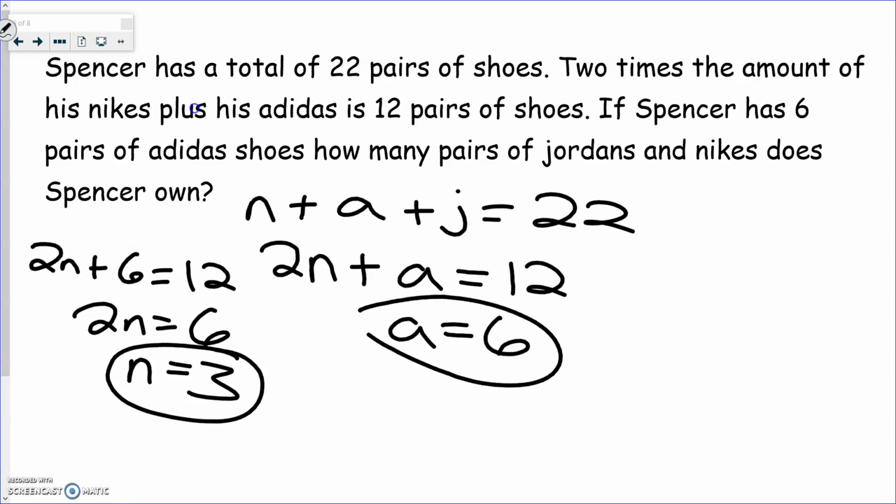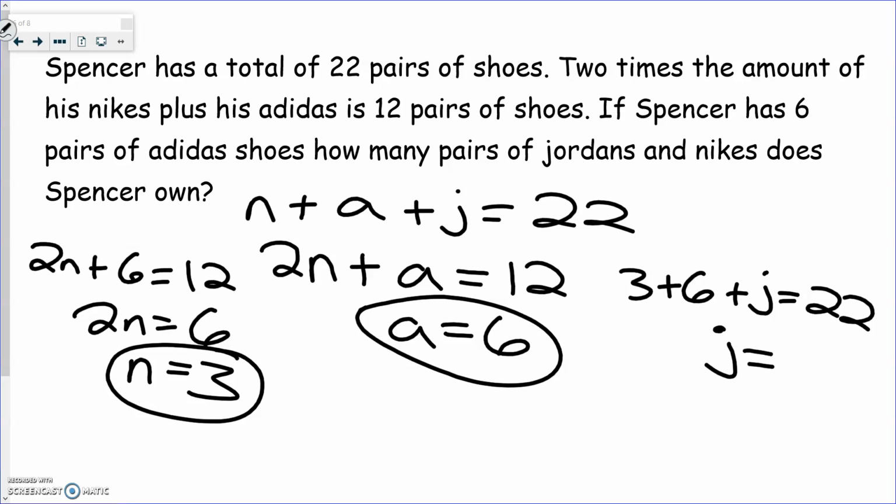Okay, cool. Last piece is I got to figure out his Jordans. That's fine. Just plug in all of the information you know. You know he has 3 Nikes. You know he has 6 Adidas. You don't know how many Jordans, but you do know he's got 22 total. Okay, so go ahead, combine your like terms and subtract. So that would be 9. So 22 minus 9 would give me 13. Okay, we got 13 pairs of Jordans.